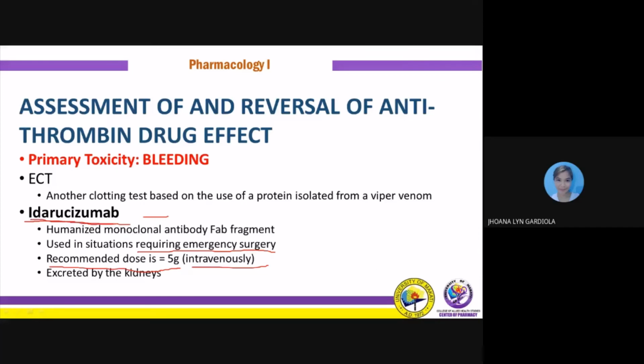And this drug is primarily excreted by the kidneys. And its half-life in patients with normal renal function is approximately 1 hour.